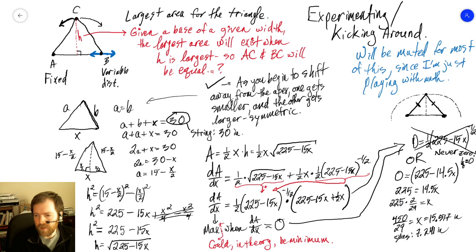And the other one, when you work it out, x ends up being roughly 15.5. And then the sides of the isosceles triangle are going to be about 7.25. Pretty close.